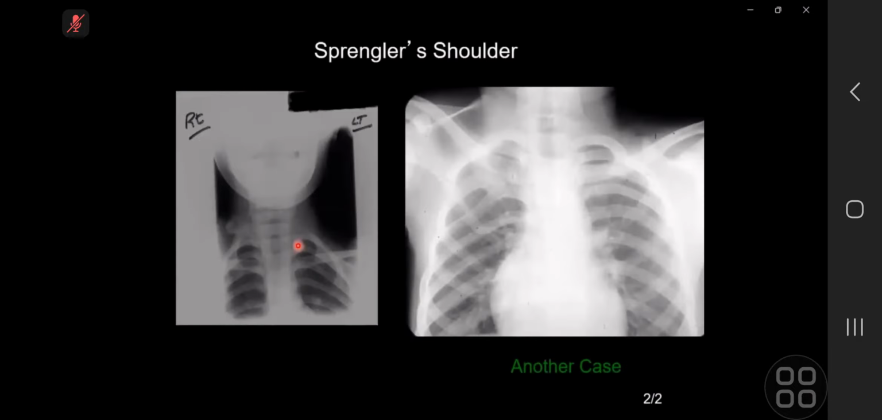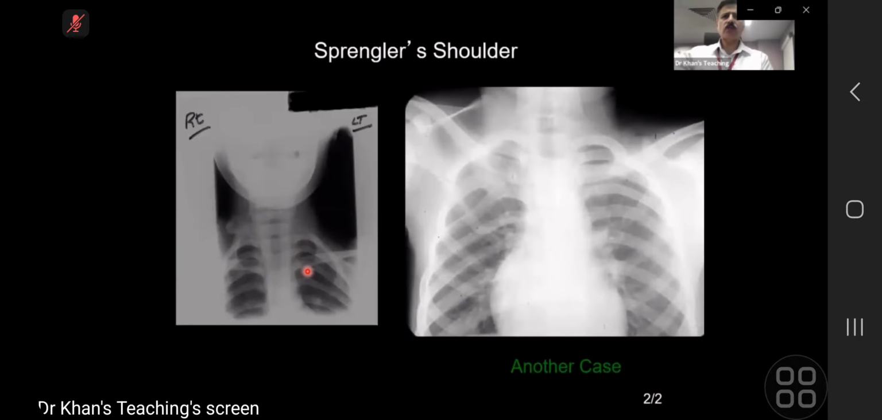So what happens is that this is known as Sprengel's shoulder. If you go back to your embryology, the shoulder girdle actually is developed in the neck, and from there it descends downwards. So sometimes it doesn't descend down, and the scapula is arrested. It's a high riding type of scapula. This scapula is a smaller scapula than usual. It has got an equilateral type of configuration.